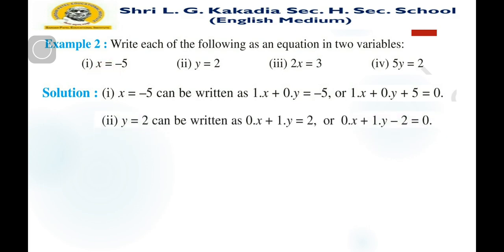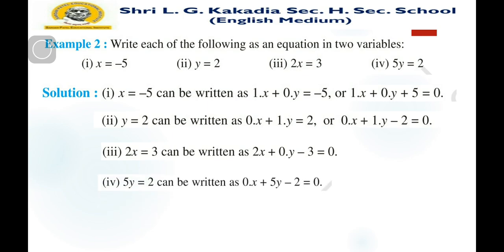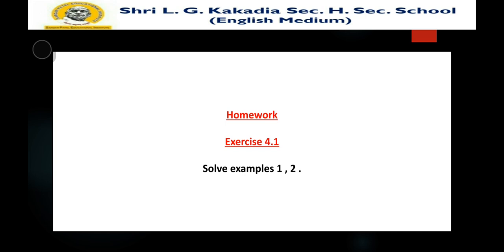Next, we can also write the others. Here you can see example 3 can be written as given here, and example 4 can also be written as given here. So these are all equations in the standard form of linear equations in two variables. You can solve some examples from exercise number 4.1. Examples 1 and 2 are similar to the given problems. Solve them by yourself, and if there is any doubt, you can call me and we will discuss it and find the solution.